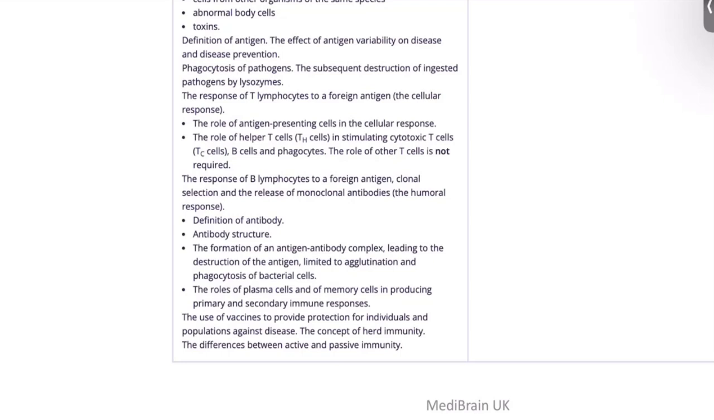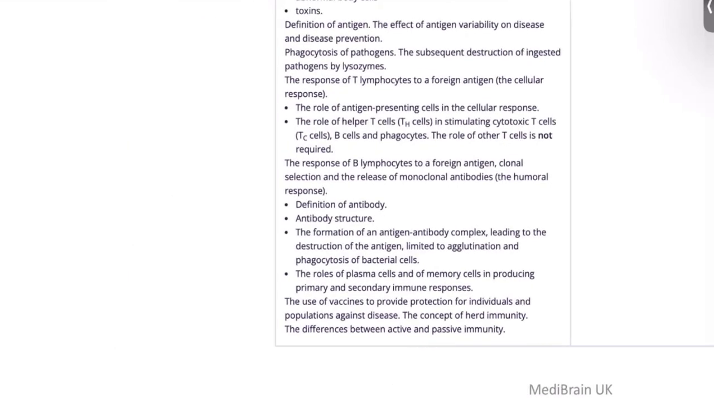The only thing that we haven't looked at is the small part at the end of the spec. We've not looked at the use of vaccines to provide protection for individuals and populations against disease, and the concept of herd immunity, the differences between active and passive immunity. That's what we're going to be looking at in today's lesson.